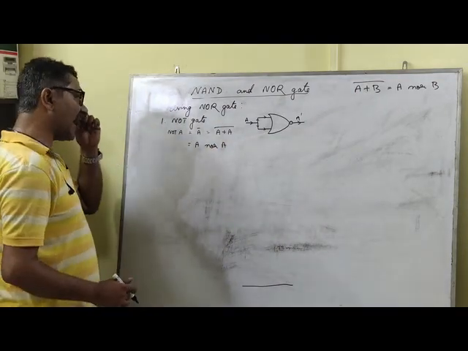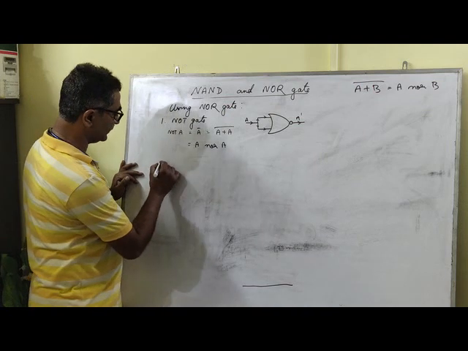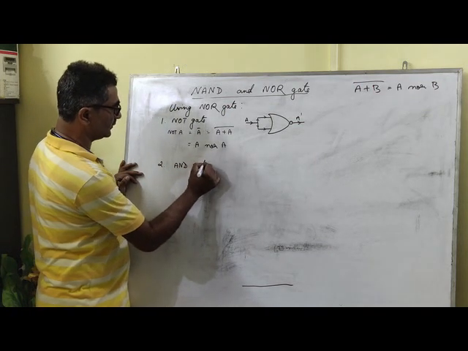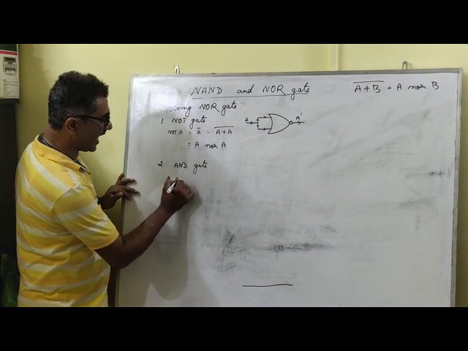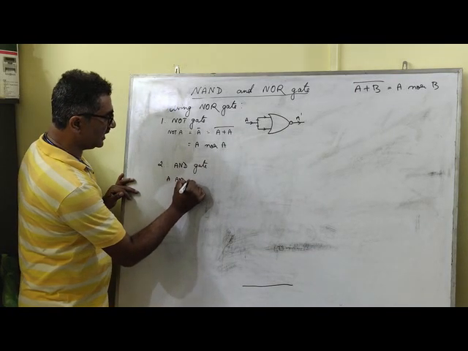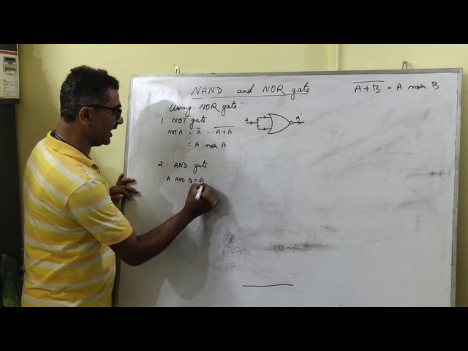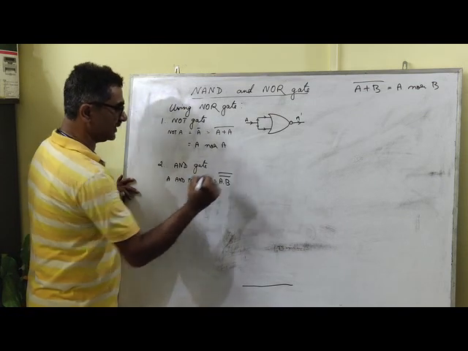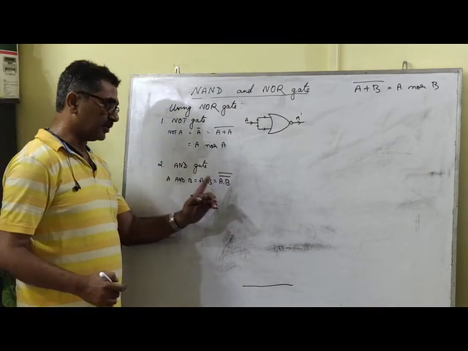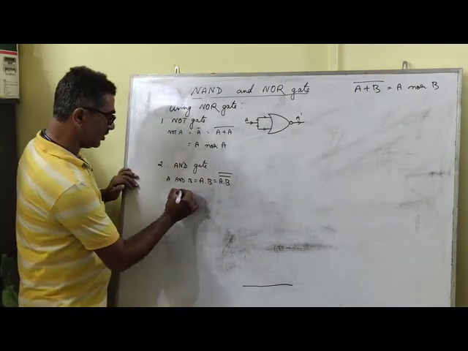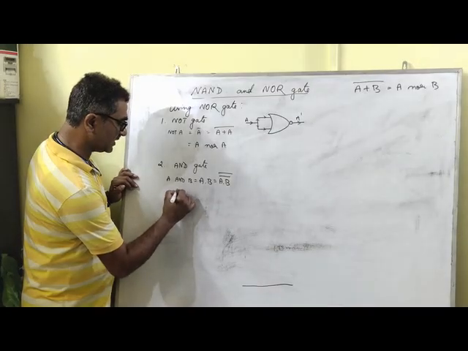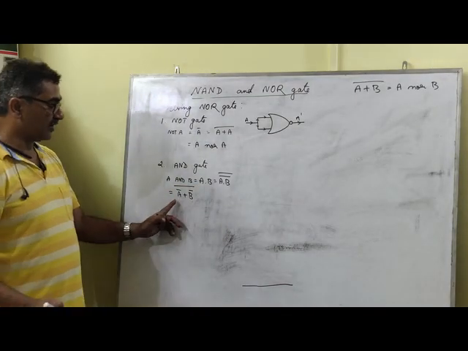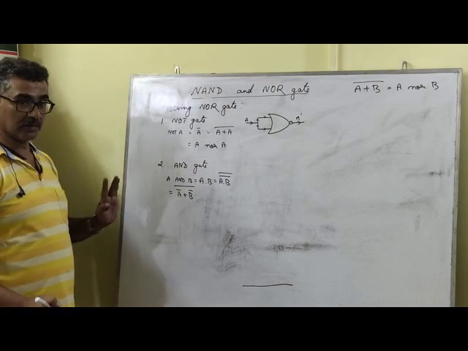Now we are going to try for the AND gate using the NOR gate. So let's start. A and B can simply be written as A dot B. This can be written as A dot B double complement. Now what we are going to do? We are going to break the inner complement. So according to De Morgan's law, it is A complement plus B complement, and the whole complement still remains. So we have A complement plus B complement, whole complement.